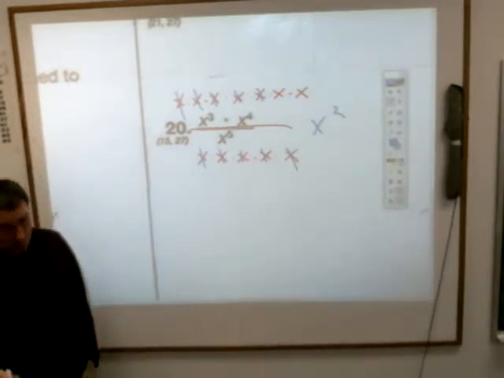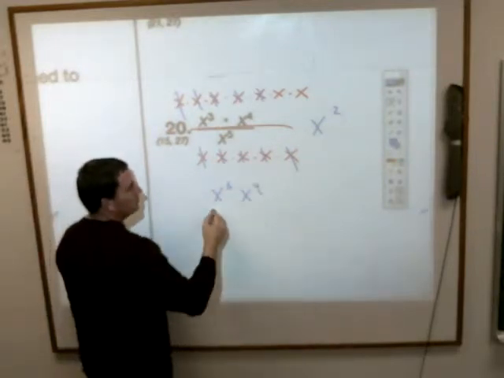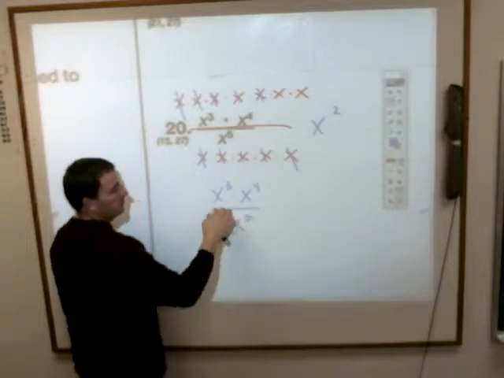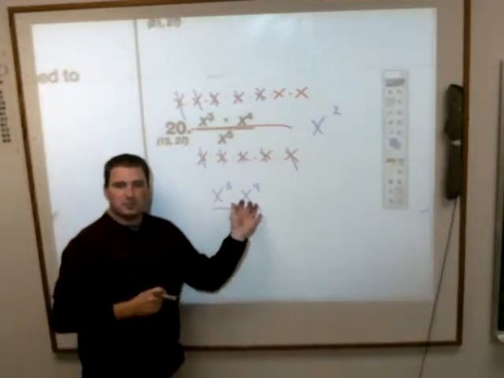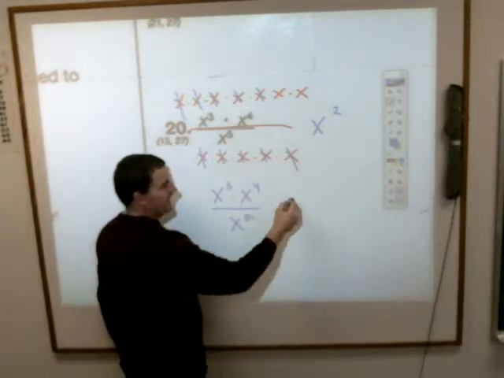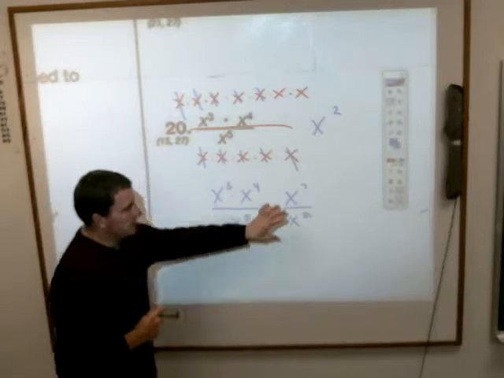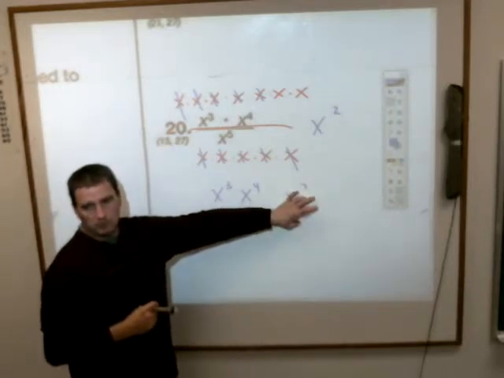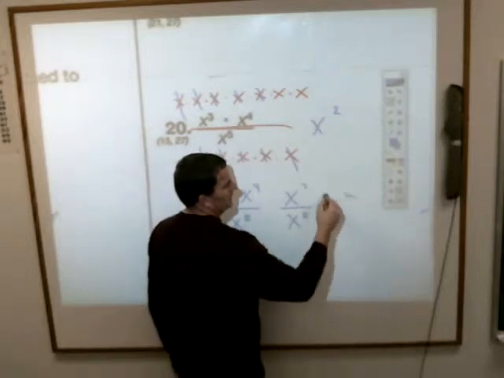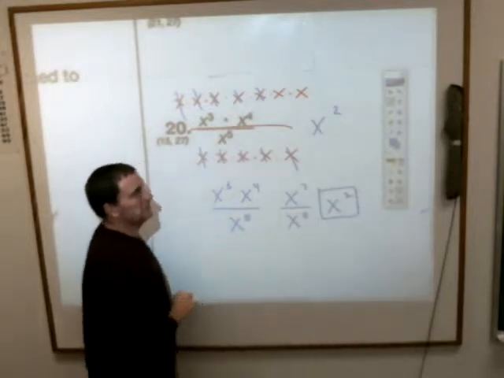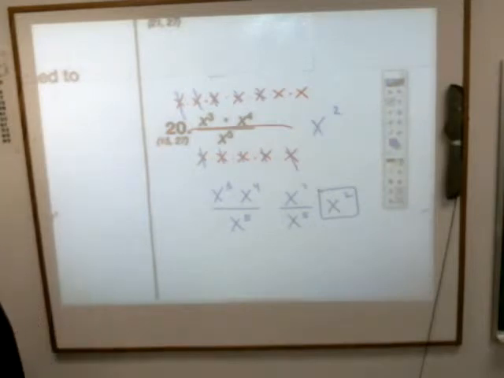Now, if that seems a little primitive to you, we came up with rules for this. And the rule was this. When you multiply like bases that have exponents, what do you do with the exponents? You simply add them together. And when you divide like bases with exponents, you subtract the 2. So 7 minus 5 is x squared. So whichever way works for you.